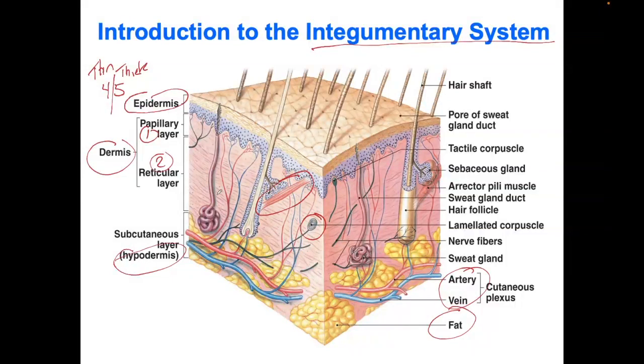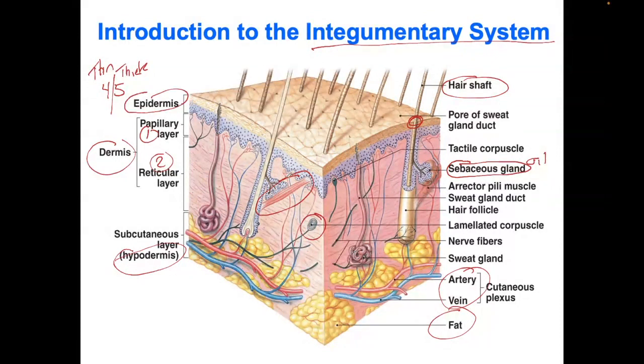What else do we have here in the dermis? We have a sebaceous gland. You know what that is? That's an oil gland. That makes oil. So you can see we have the hair shaft. When your sebaceous gland secretes oil, it moves right up the shaft of the hair and creates a watertight seal between the hair and the skin.